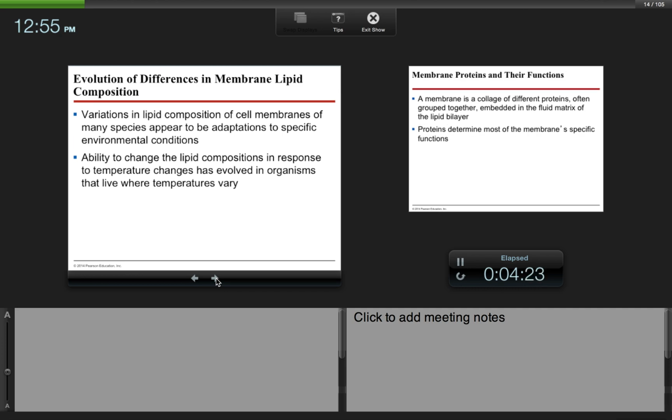Variations in lipid composition of cell membranes of many species appear to be adaptations to specific environmental conditions. The ability to change the lipid compositions in response to temperature changes has evolved in organisms that live where temperatures vary. So based on the environmental temperature, they can switch from having unsaturated fatty acids in their membrane to saturated fatty acids and vice versa.